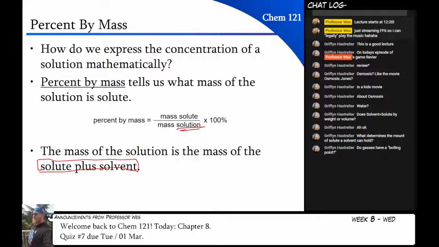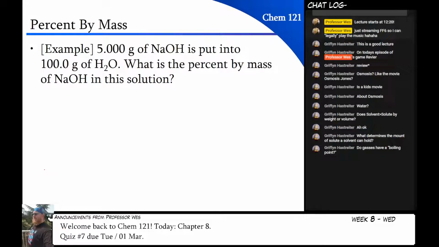All right, let's do an example of this. I'm going to put 5 grams of sodium hydroxide in 100 grams of water. I want you to tell me the mass percentage of the solution. Hint, it is not 5%. If you get 5%, you've made a mistake. So try this calculation. I'm going to hit mute. I'm going to give you a few minutes to do it, and I'm going to write the formula for percent by mass on the screen here. So good luck. We're all counting on you.